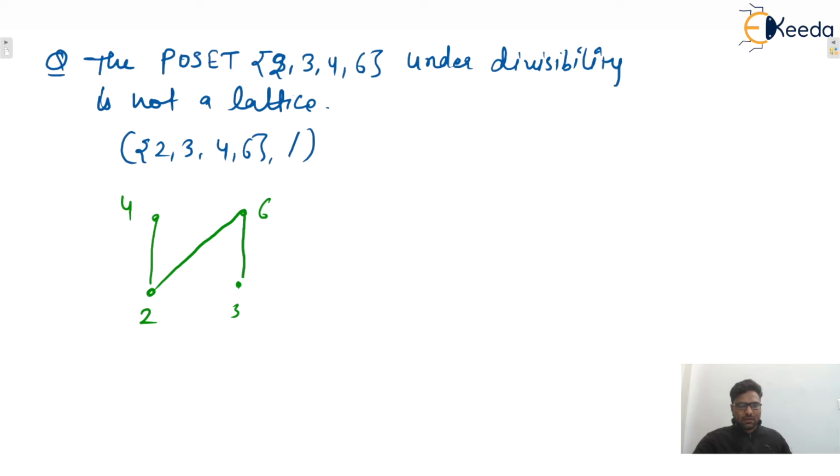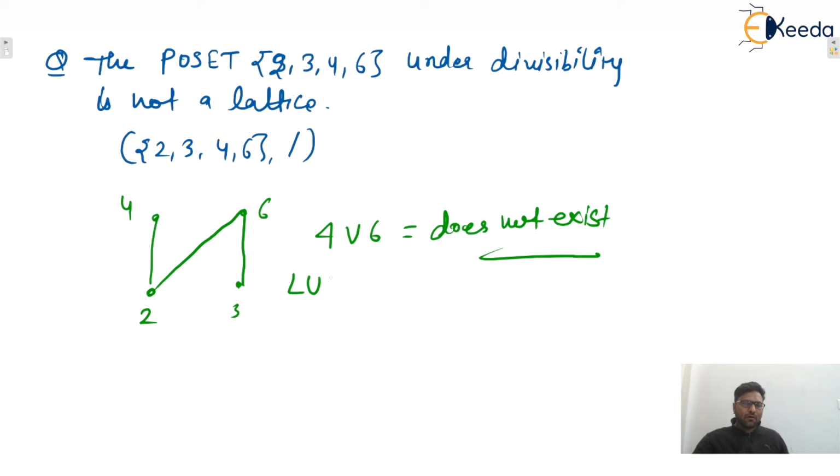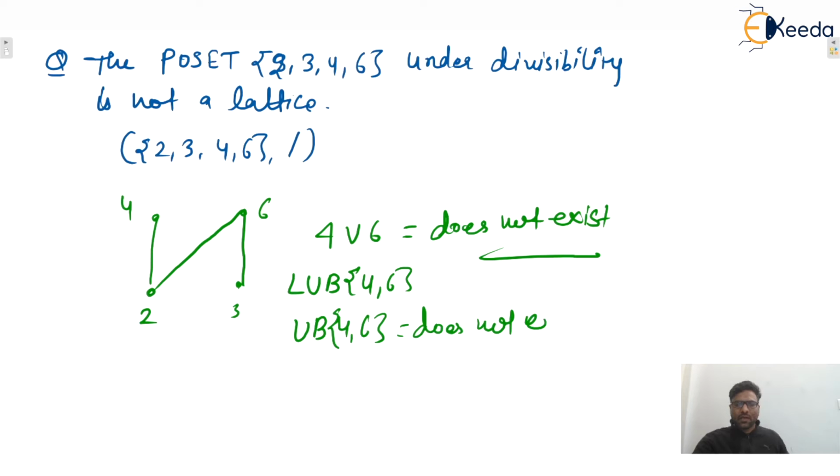Now you tell me, the least upper bound of 4 and 6 does not exist. Yes or no? That's why this is not a lattice. The upper bound of 4 comma 6 does not exist, so there is no meaning in a least upper bound existing. If the upper bound is not there, then the least upper bound is also not there. That's why this is not a lattice.